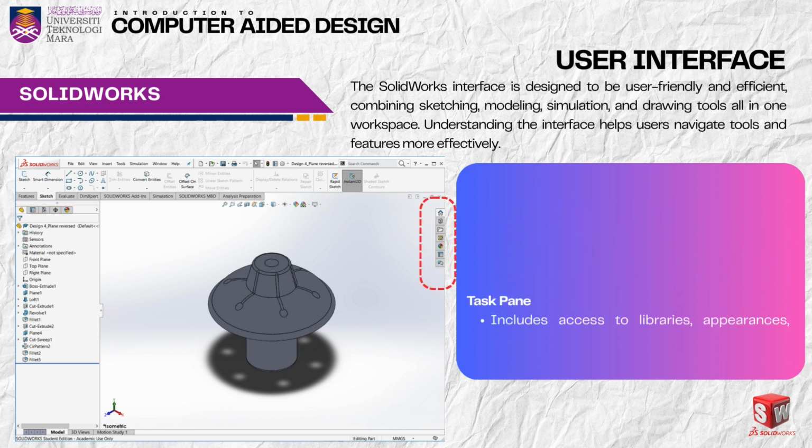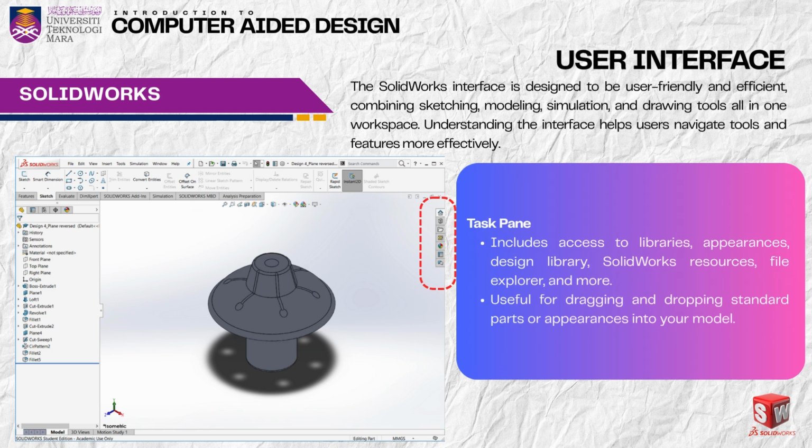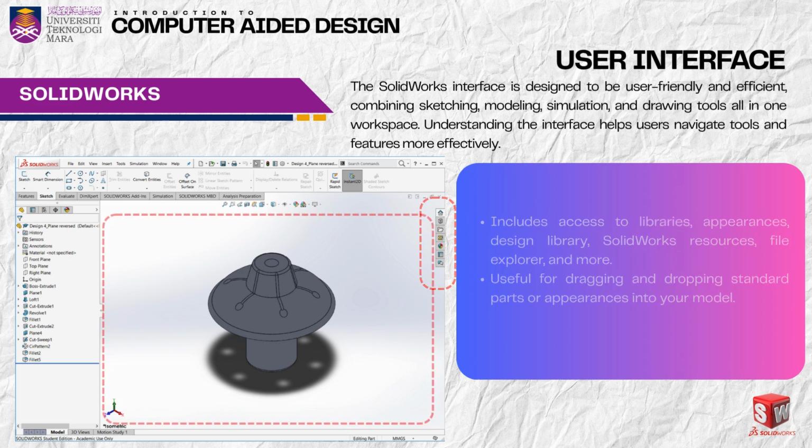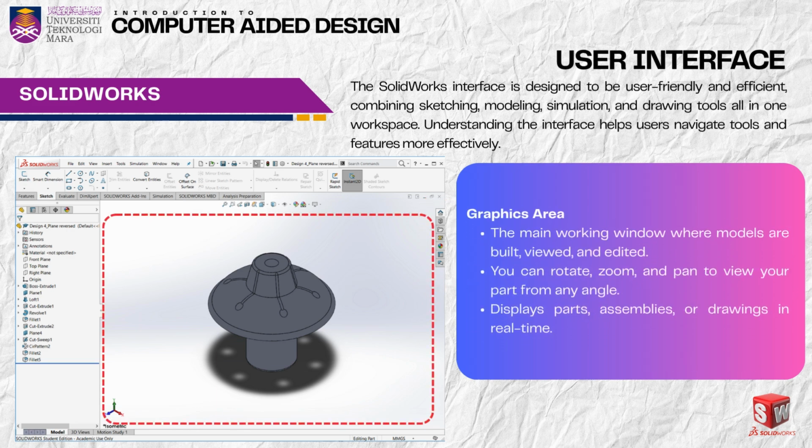To the right side of the interface is the task pane. This vertical panel includes various tabs such as the Design Library, File Explorer, and View Palette. The task pane is especially useful for inserting commonly used parts, managing design projects, or accessing resources like SolidWorks tutorials or materials. In the main central area is the graphic area, which displays your active 3D model.